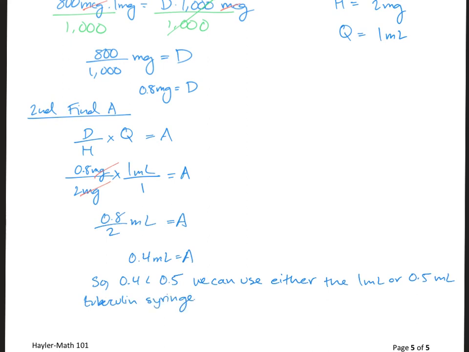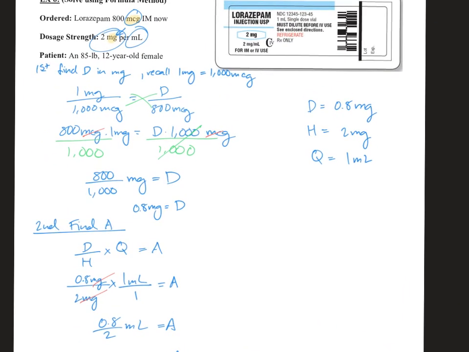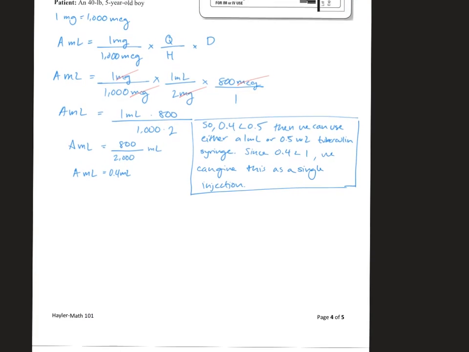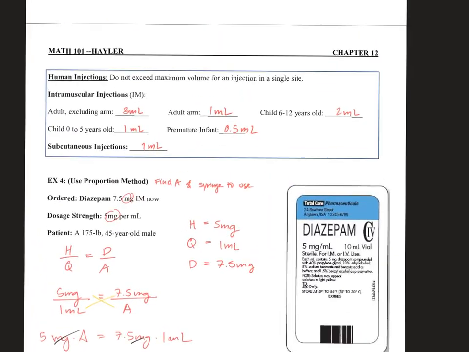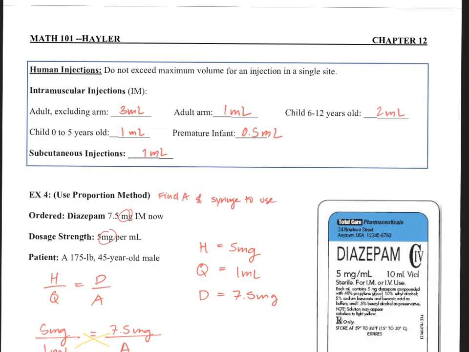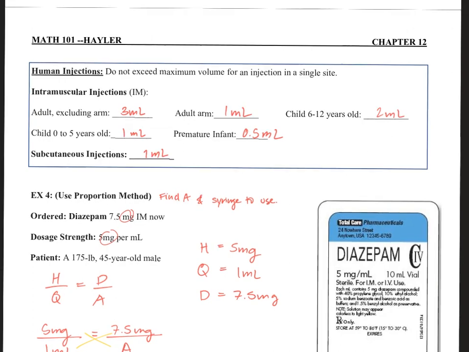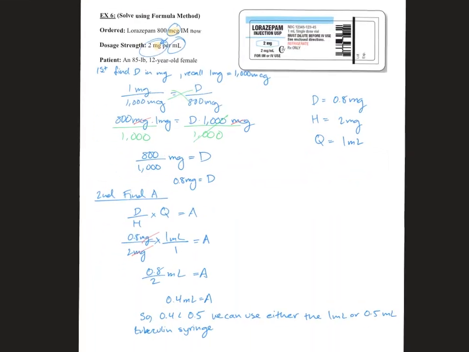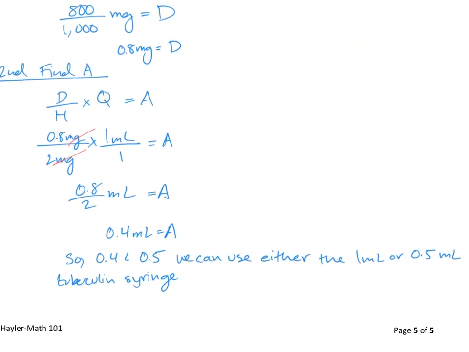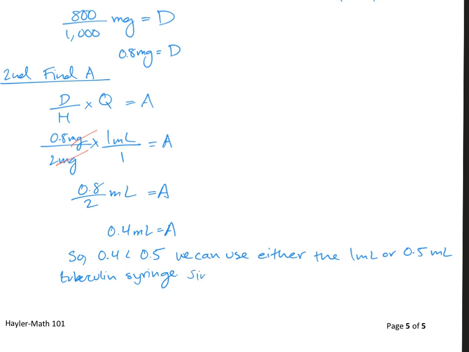All right, and then can we give the volume dose as a single injection? Well, this is a 12-year-old female, so let's check our chart. How much can we give a 12-year-old female in a single injection? For a 12-year-old female, the max is 2 milliliters. So that is definitely below the max amount. Since 0.4 is less than 2, and remember 2 is the max injection, we can give the amount in a single injection.